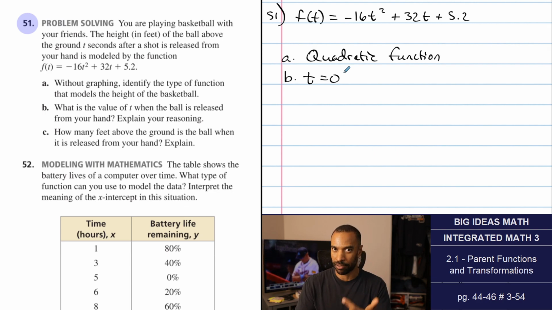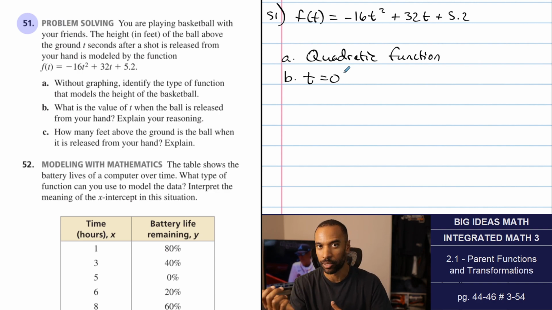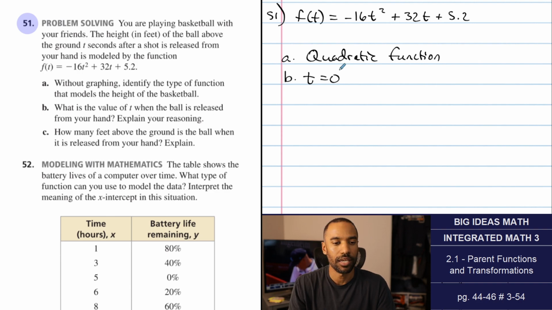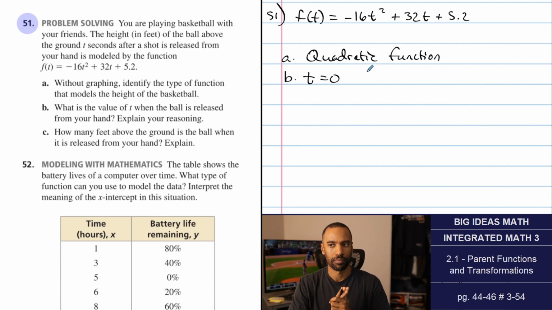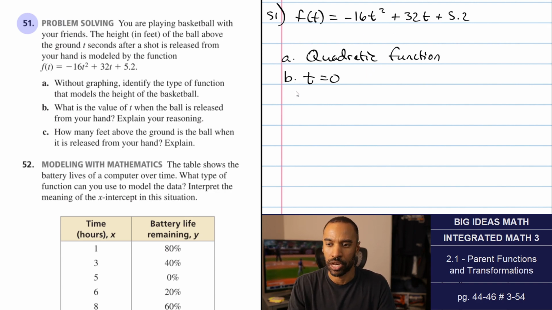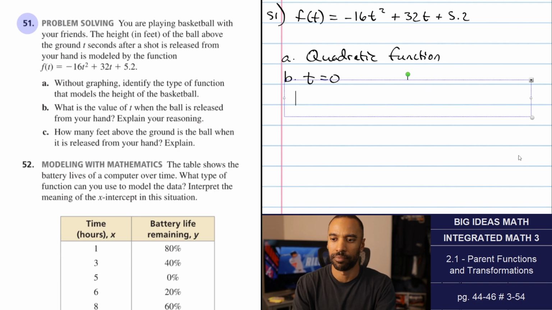T equals 0 is the beginning of the arc and the gravity thing that's taking hold. Otherwise, we're just holding onto the ball or dribbling it or whatever. But t equals 0. They say explain your reasoning. This is just the time for which the model starts to apply itself. It says t seconds after the shot. I guess that's why. Their description takes care of it.